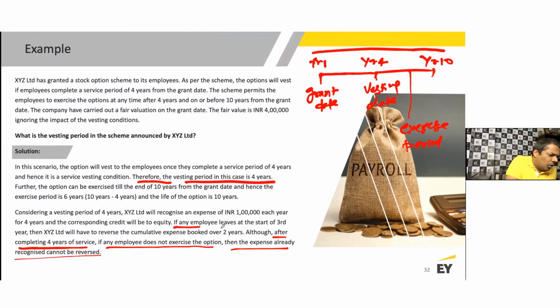Now, if an employee leaves at the start of the 3rd year, then XYZ will have to reverse the cumulative compensation expense booked over 2 years in relation to that employee, not for all employees. In relation to the employee who has left the employment. That is why, when you do the measurement, you factor in the attrition. It is a matter of accounting estimate, and then subsequently you true up that estimate based on actual experience.